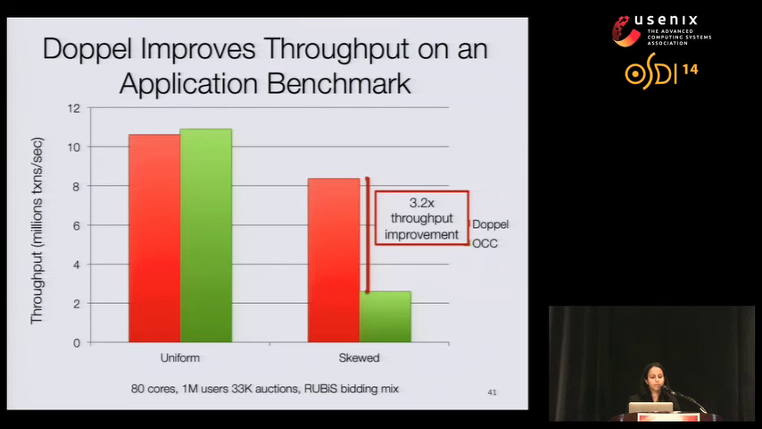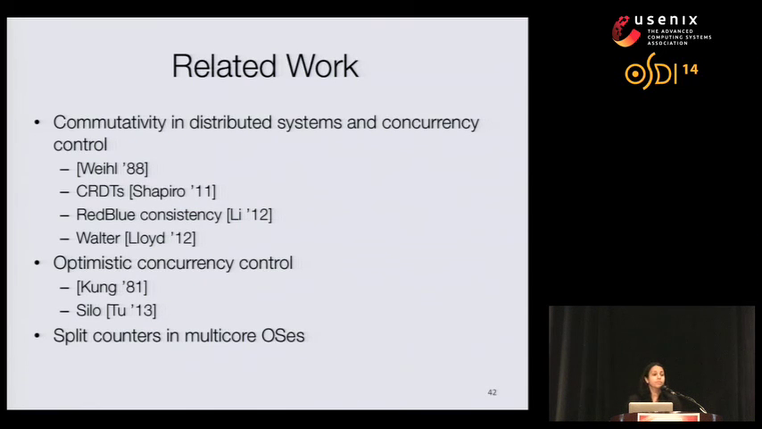So the key takeaway here is that our technique, phase reconciliation, has comparable performance with no contention and actually helps throughput significantly when there is contention. So there's a lot of related work in this area that inspired us. There's commutativity in distributed systems and commutative concurrency control. We also use the optimistic concurrency control algorithm in Silo. And we were very much inspired by the idea of split counters for scalable multi-core OSs.